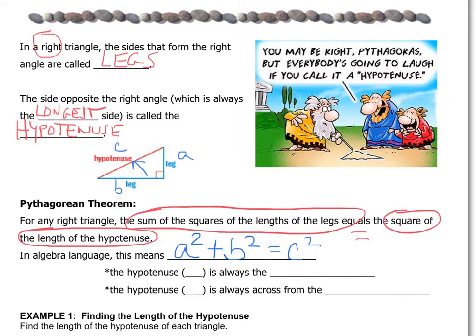The hypotenuse is always the C, always the longest of our sides. So even if we weren't given a picture and we were just given a bunch of lengths of a triangle, the longest one would have to be the hypotenuse. So the hypotenuse, again, C, is always across from the right angle. So again, we know it's the longest side. We also know that it's across the triangle from the right angle.